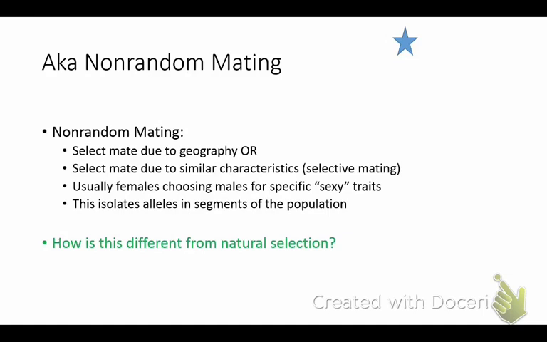So non-random mating requires individuals to select a mate due to geography. Does that make sense? You guys see your notes? Geography or similar characteristics, which we call selective mating. This isolates alleles in segments of the population.